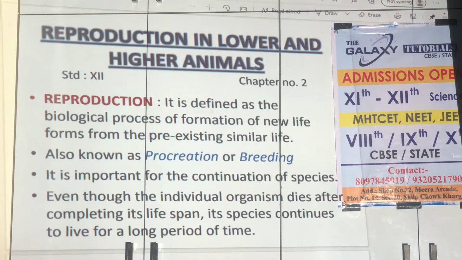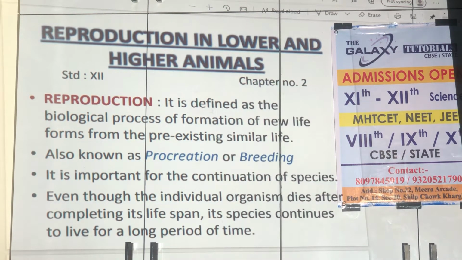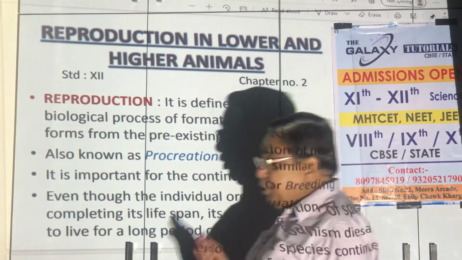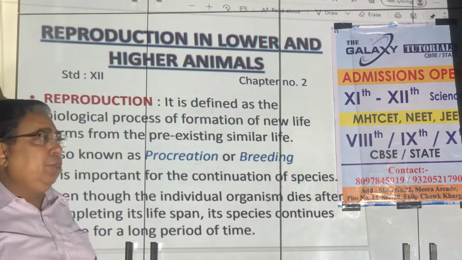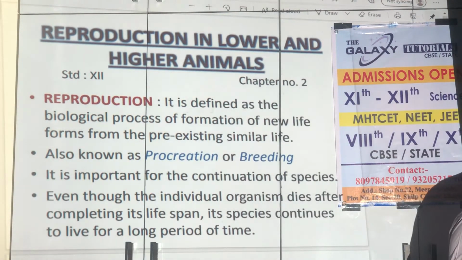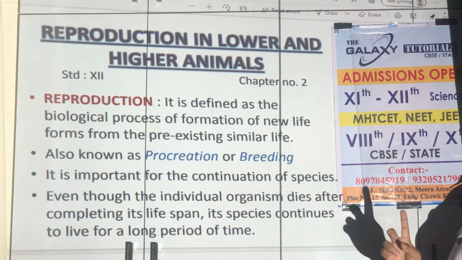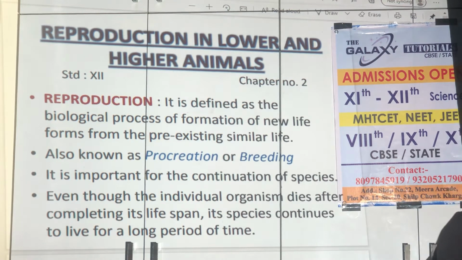So we will start with chapter number 2 of the 12th standard textbook, Reproduction in Lower and Higher Animals. My friend, first we have to define reproduction. Reproduction is the biological process of formation of a new life form, new, not repair, from existing, pre-existing organisms. There should be a pre-existing one first, not brand new, not from raw materials. So this is what reproduction is.